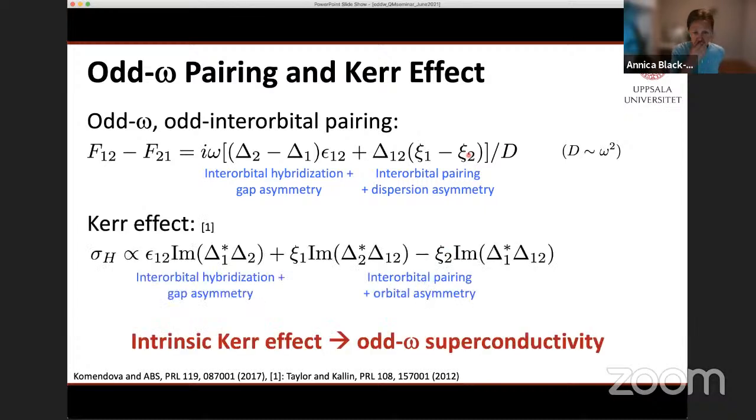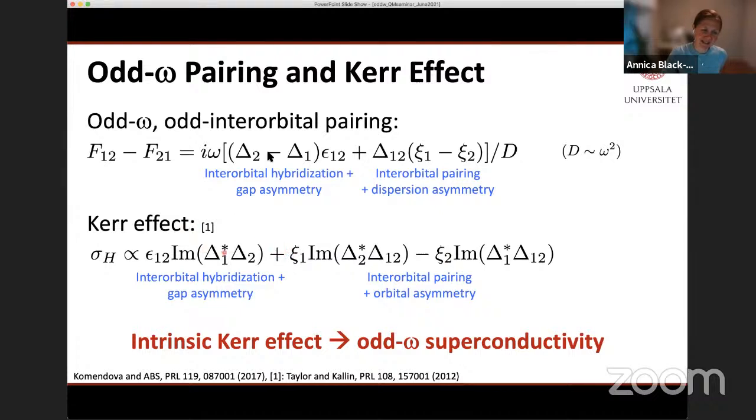Now, if you look at earlier results published for the Kerr effect, it actually turns out that to get a finite Kerr effect, you need to have interorbital hybridization and a gap asymmetry. So this imaginary part here needs to be non-zero, or you need to have an asymmetry. You need to have interorbital pairs, so delta 1, 2 is non-zero, and you have to have an orbital asymmetry. So this prefactor here is not equal to this prefactor.